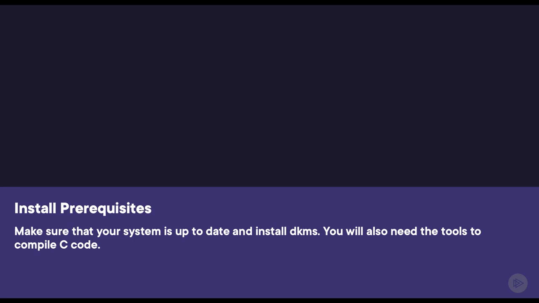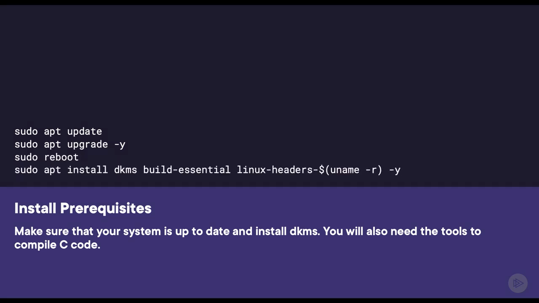The first thing that we're going to need to do is make sure that we've got both DKMS installed and all of the prerequisites to be able to manage C files. So we're going to update our metadata, and we're going to ensure that everything is updated on our system with the upgrade, just to make sure that we've got the very latest versions of the kernel. We're going to make sure that that is loaded by rebooting, and then we're going to go through and install DKMS, build-essential, our Linux headers, they're the support files, and of course the -y to run unattended.